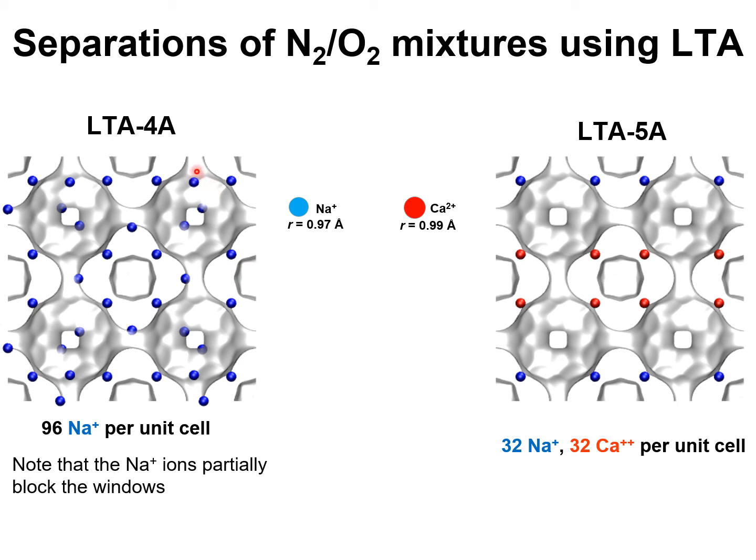For nitrogen-oxygen separations, two types of LTA zeolites are used: LTA4A zeolites and LTA5A zeolites. LTA4A zeolites contain 96 sodium ions per unit cell. The location of these sodium cations is shown by the blue spheres. You note that the sodium cations occupy positions that partially block the windows separating the cages. This partial blocking of the windows is an essential characteristic of 4A zeolites.